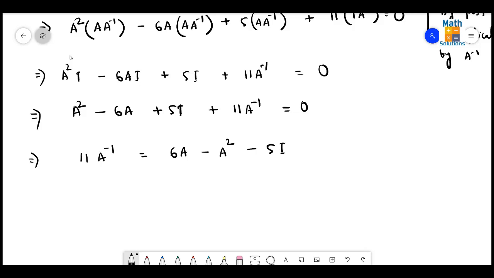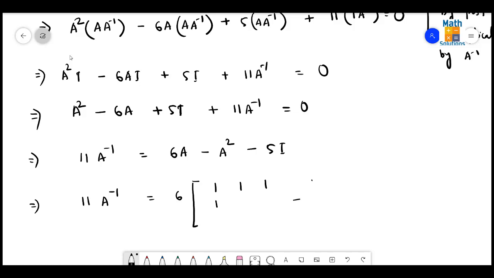So this is the form I am going to get here. So what do I get? 11 A inverse equals 6. In place of A, what can I put? 1, 1, 1. Then after 1, 2, minus 3. Then 2, minus 1, 3.